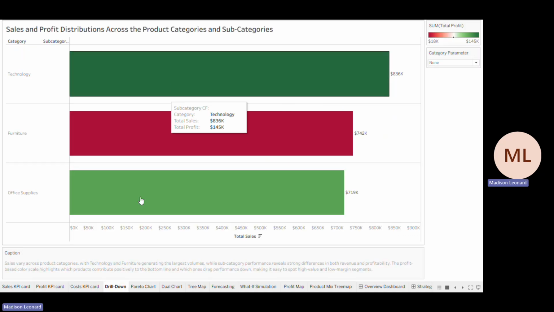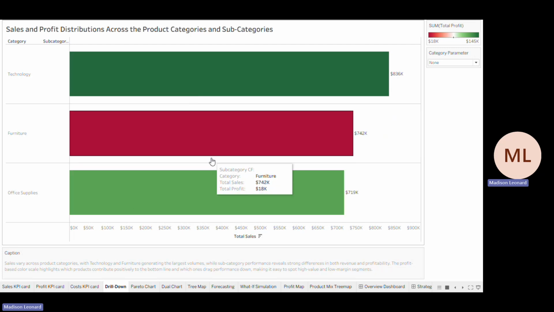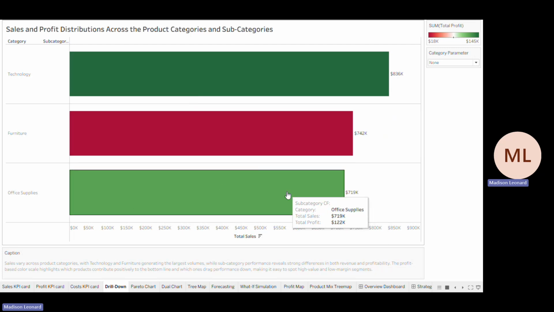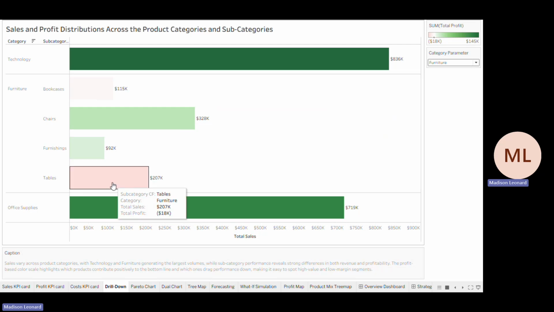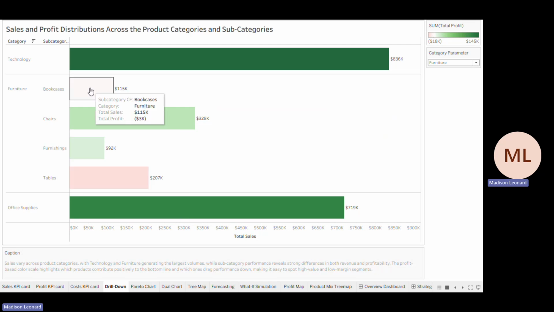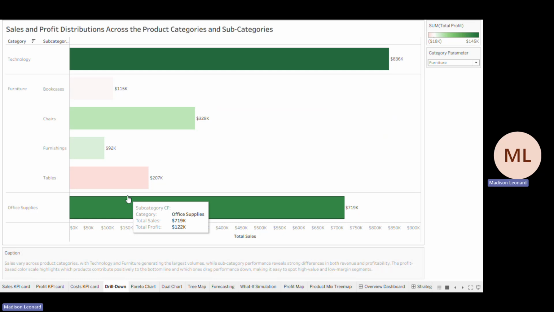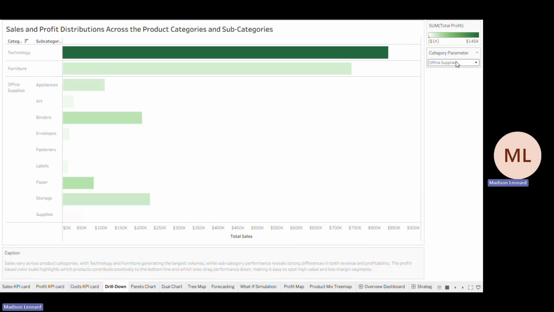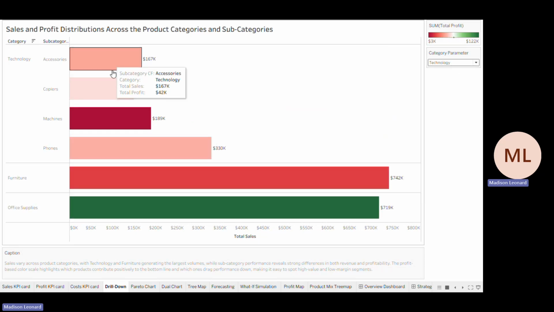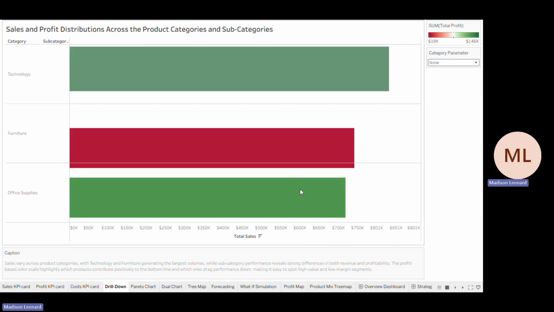Now, this shows that sales vary across our product categories and subcategories. Performance reveals strong differences in both revenue and profitability. The one I want to highlight with that is our furniture. We can go in here specifically and see that a lot of the things have negative profit, which is not good because we're selling them and we have sales, but they're not making any profit, which isn't great for a business. We can also go into other ones and look specifically into what's making profit and what's not, and we can also look at our overview.